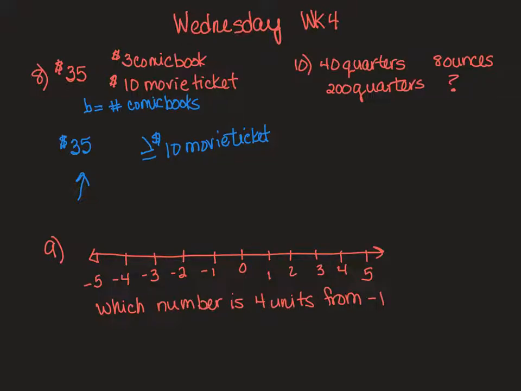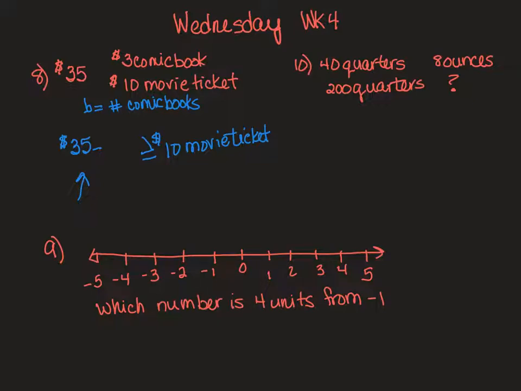So I'm going to have the $35. I'm going to take away those $3 comic books, and I'm going to need to have left more than or equal to $10 so I can get that movie ticket. And I'm going to let you do the rest of that on your own. That's a super start there.